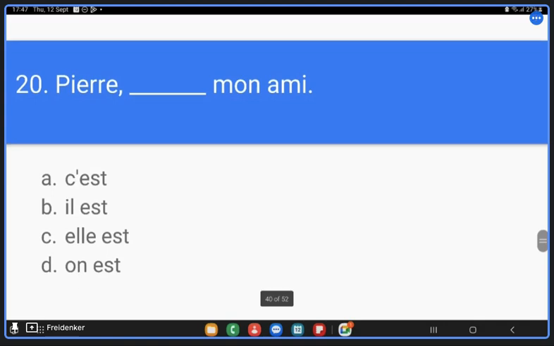20. Pierre, mon ami. It is simple. Go for option A. It is my friend. We don't usually go for option B. He is my friend. We don't usually say that.